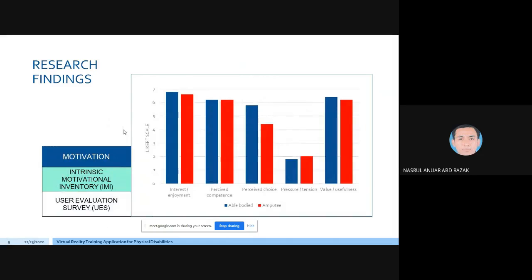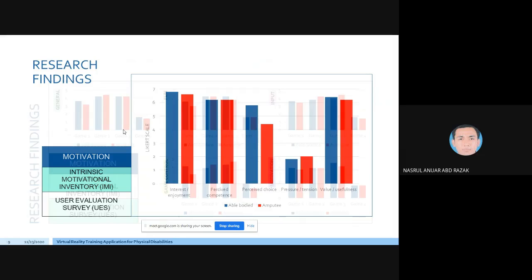Okay, about the motivation, the blue is the able-bodied comparison and the red color is the amputee. So we figured out that the virtual technique actually motivates both parties. It makes the amputee feel equal to a normal person when conducting this virtual technique. As you can see, it's not far in terms of enjoyment, perceived competence, perceived choice, pressure, and also value and usefulness. So that is why I might say that the system has helped amputees a lot, especially when they feel demotivated, and this can help them bring back their motivation, and at the same time improve their muscle condition.